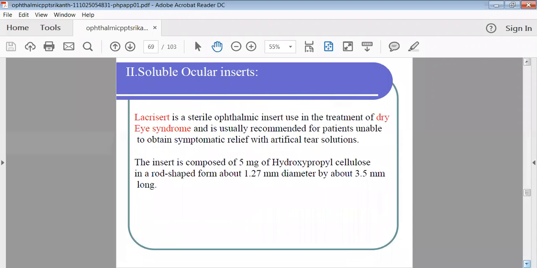The example is Lacrisert, a sterile ophthalmic insert available nowadays for the treatment of dry eye syndrome. Lacrisert is a prepared soluble ocular insert available in the market for the treatment of dry eye syndrome. It contains hydroxypropyl cellulose, and generally it is rod shaped, 1.27 mm in diameter and 3.5 mm long.